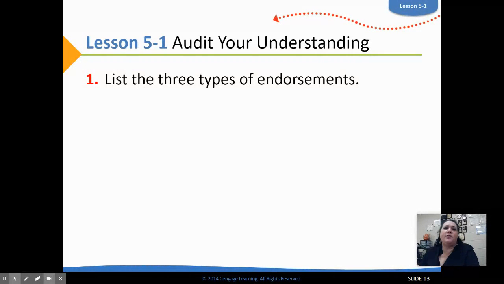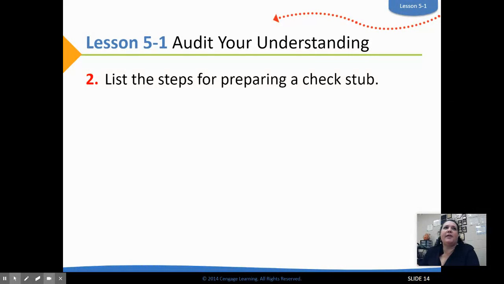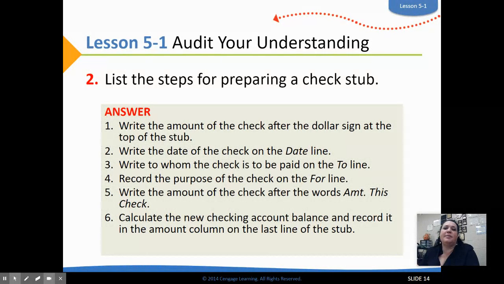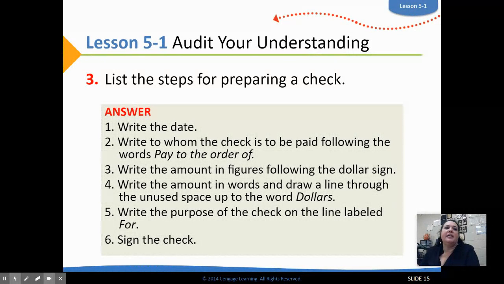So 3 types of endorsements: blank, special, and restrictive. The steps for preparing a check stub are all the same steps we just went over. And the steps for preparing the check are all of those same steps. Now let's go and do it on our NGL sync.